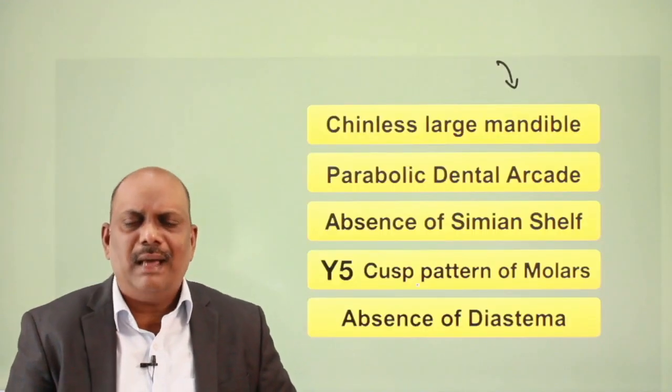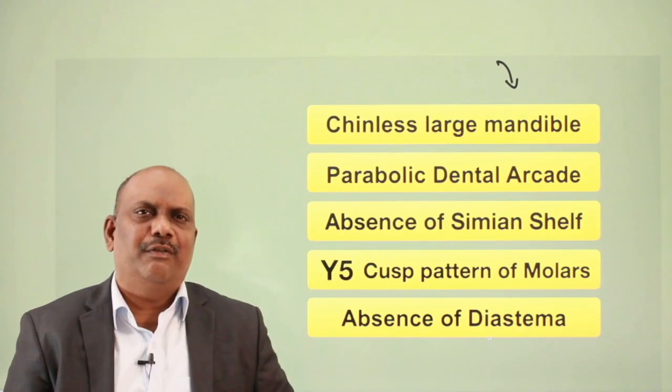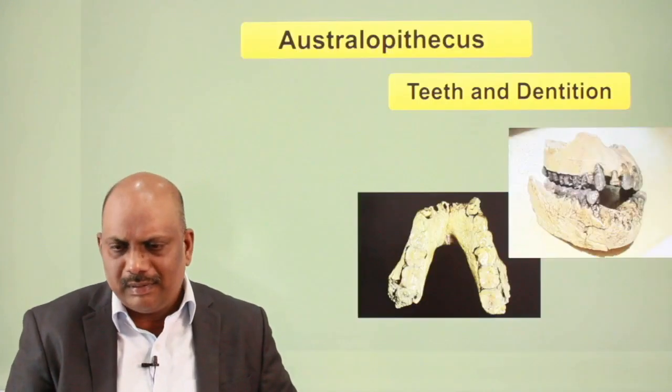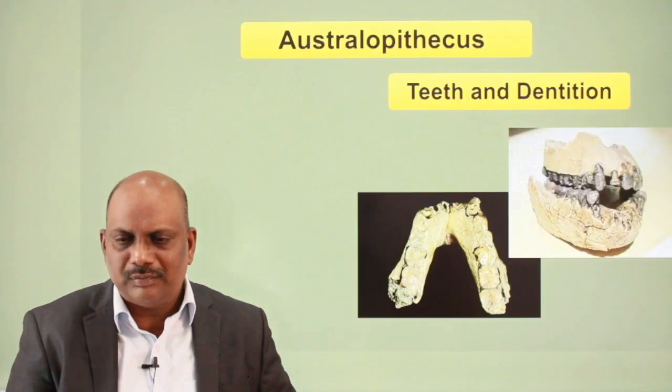Next, absence of simian shelf. So what if there is a shelf, what will we do? We will keep our books there, right? In a shelf. So simian shelf means there was a bone which developed in the lower jaw which made it look like a shelf.